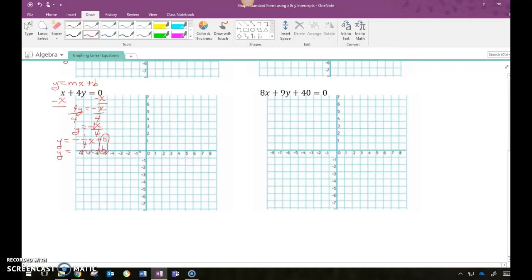My y-intercept is 0, so I'll plot that first. My slope is negative 1/4, so I'll go down 1 space and over 4 spaces, down 1 space and over 4 spaces, and then I can draw my line. That didn't exactly turn out like I wanted it to, so let me try that again.